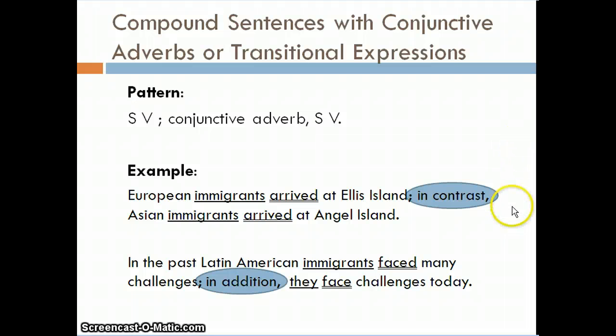So here we have an example following the same idea. European immigrants arrived at Ellis Island; in contrast, Asian immigrants arrived at Angel Island. So notice how we have the semicolon before the conjunctive adverb and the comma after, and that appears right in between the two independent clauses. Here's one more example. In the past, Latin American immigrants faced many challenges; in addition, they face challenges today. So here's another example, and again we have our semicolon before the conjunctive adverb and then a comma. And again, each clause must be independent. It must contain a subject and a verb and be a complete thought.